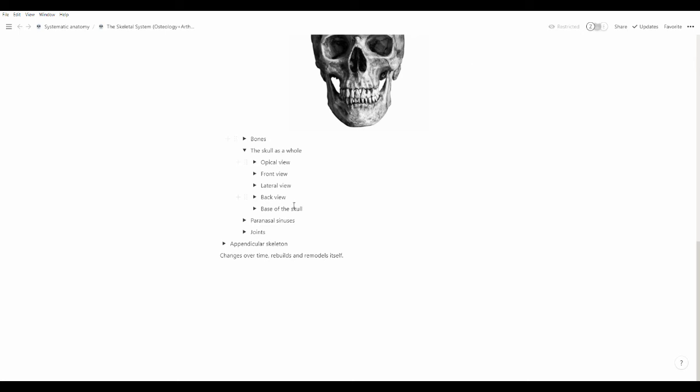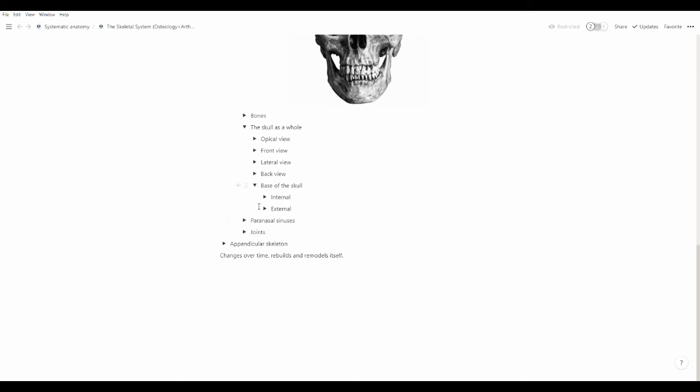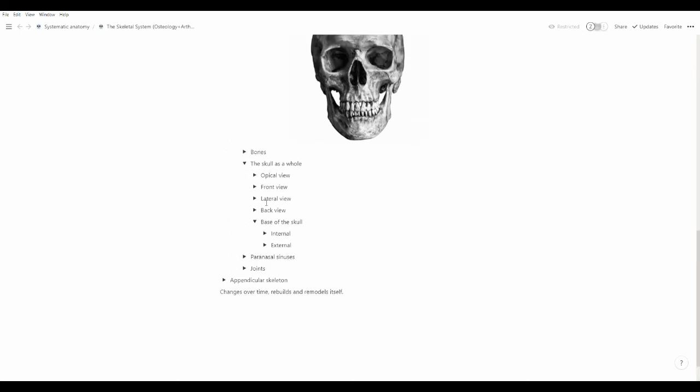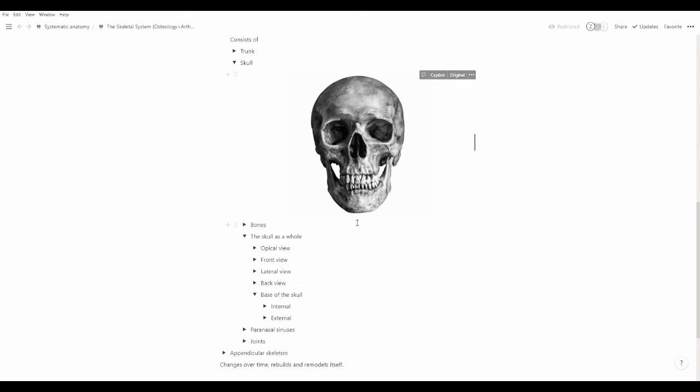Next up, and lastly, this is the hardest part in my opinion, is the base of the skull. And actually we have two different views of it. You're going to look at the base of the skull from down up and from up down. So you're going to look at it internally. You're going to put your eyes here and look down. That's the internal view. And then you're going to put your eyes down here and look up without the mandible. That should be the external view.